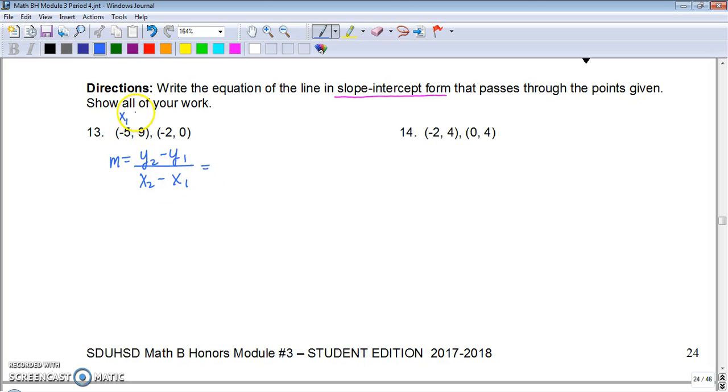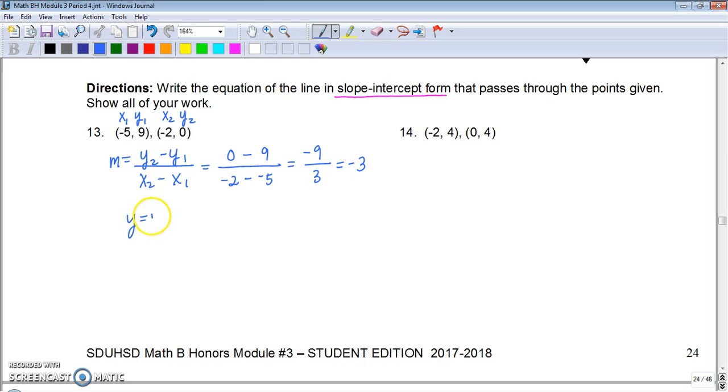You might want to label your points. Remember, it doesn't matter which point is x1, y1, x2, y2. After you calculate slope, you'll want to check with your group to make sure you're doing it correct. Otherwise, when you use the slope, you're going to get the wrong b value.